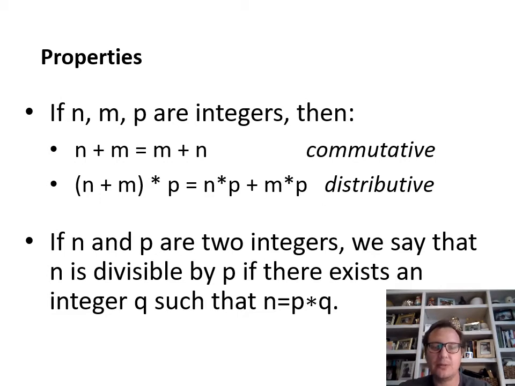So more properties of integers. If n, m, and p are integers, then n plus m is equal to m plus n. So integers are commutative. And also n plus m times p is equal to n times p plus m times p. So it means that integers are distributive. If n and p are two integers, we say that n is divisible by p if there exists an integer q such that n is equal to p times q. So remember the term divisible.